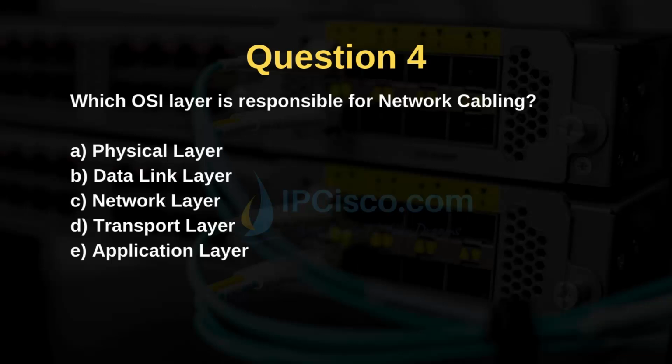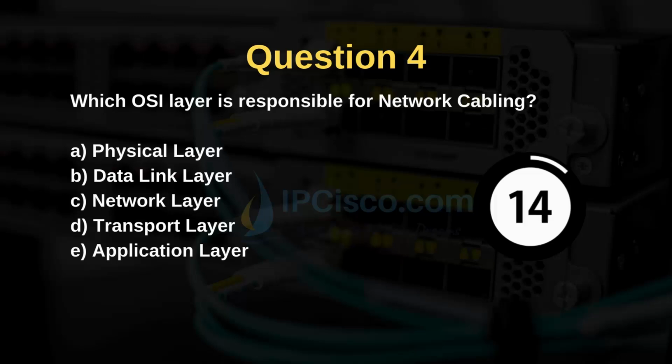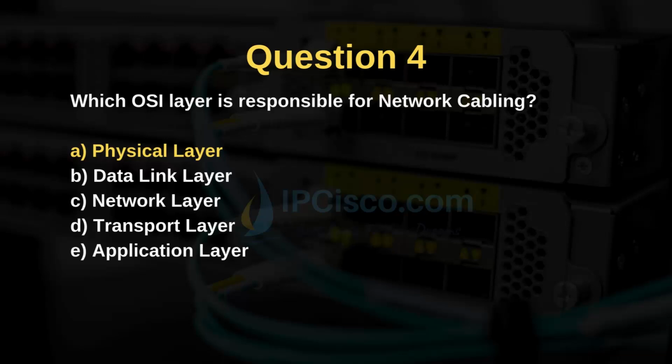Which OSI layer is responsible for network cabling? Physical layer, data link layer, network layer, transport layer, application layer. It's a piece of cake for you, and it is the physical layer of the OSI Reference Model.